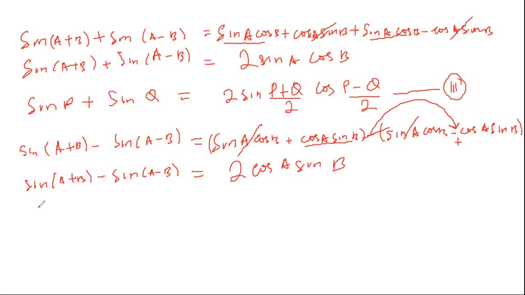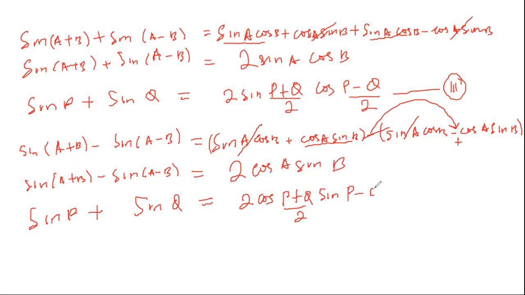And then we substitute with our P and Q. So sine of P plus sine of Q is equal to 2 cos P plus Q over 2, then sine P minus Q divided by 2. And it becomes the fourth one.